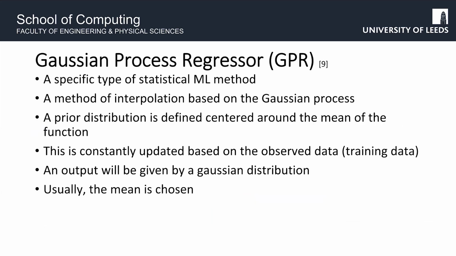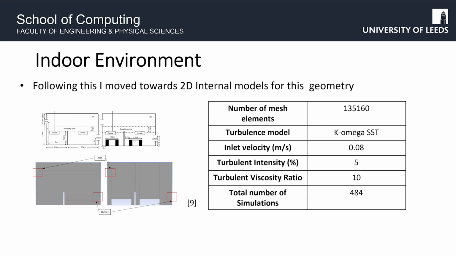Okay, moving on to GPRs, another type of statistical machine learning method. And I was using this early on in my project because we wanted to see how accurate the predictions can be. So for my training data, I followed this 2D geometry with inlet, outlet, walls, and tables. So small mesh size. This is all 2D right now, with a low velocity as you would usually get when you have ventilation in a room.